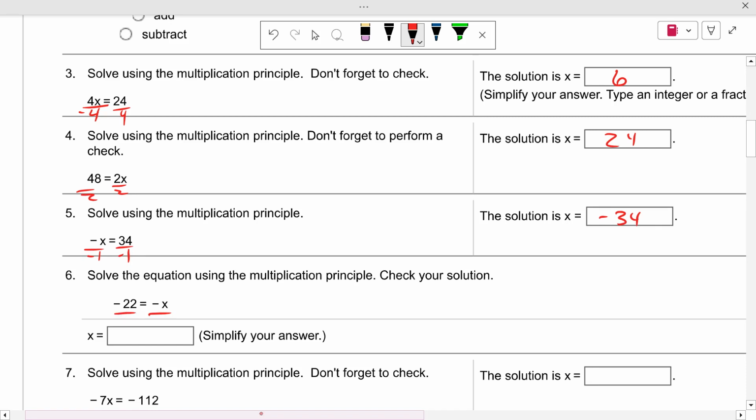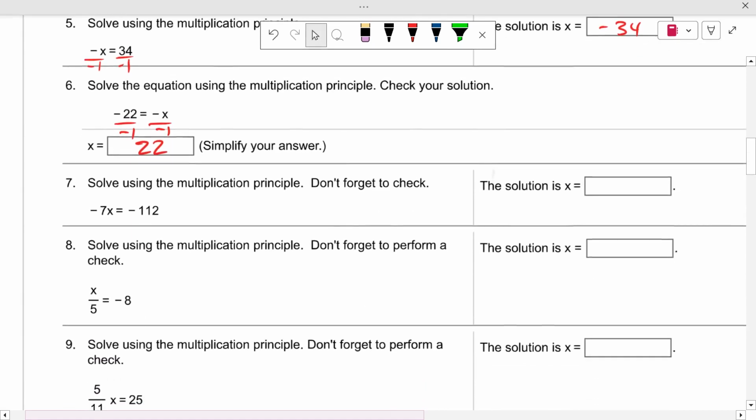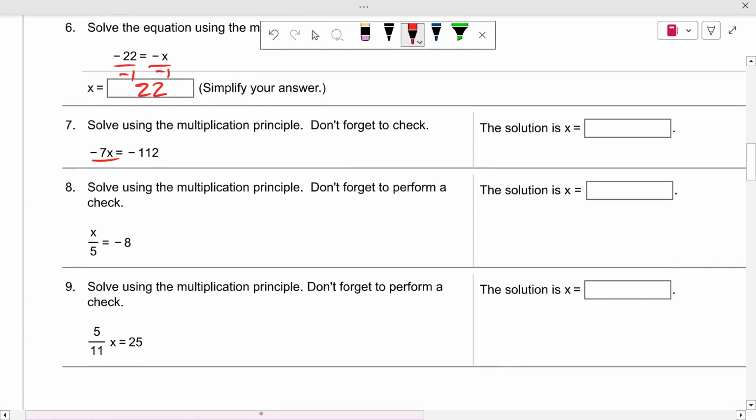Here we divide by what? Negative 1. So we'd get a positive 22. No 11's involved in that equation. Here we divide by what? Negative 7. And you'd probably use your calculator to figure that out, but it should be 16. Times 5. Here we multiply by 5. So we get a negative 40.